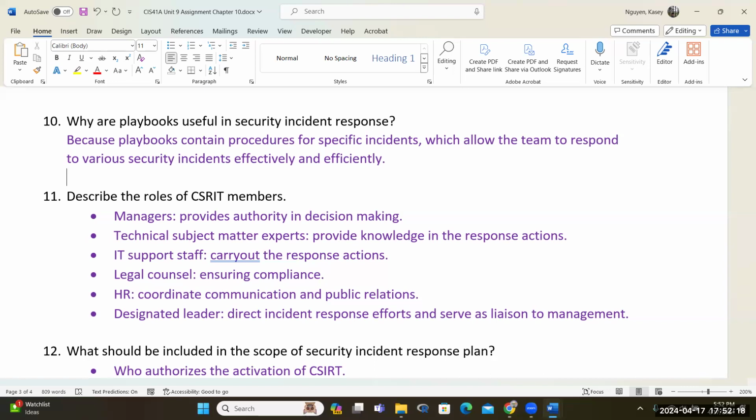And then you also need to have an HR individual to coordinate communication, because HR has access to people's contact information and also PR related stuff, public relations. And then you would have a team leader or designated leader to really direct the effort. It doesn't necessarily have to be a CIO or IT manager. It could be a security engineer or someone that would be able to manage the team, and then communicate with management. You have to do regular updates with them.